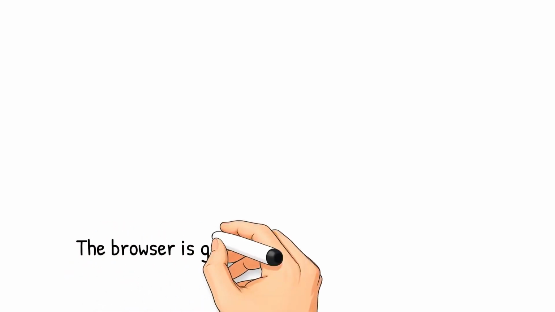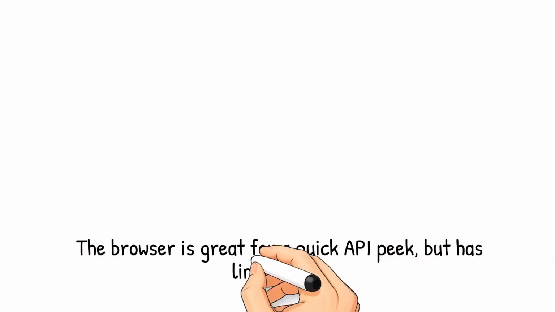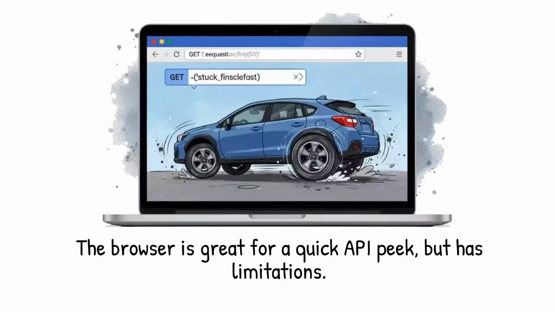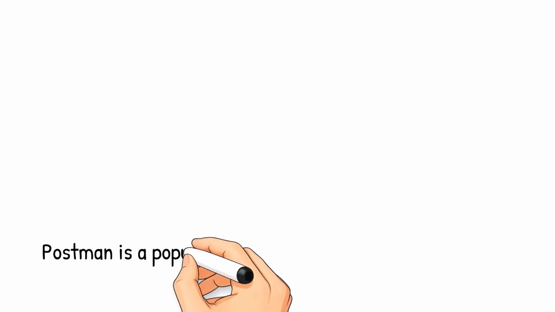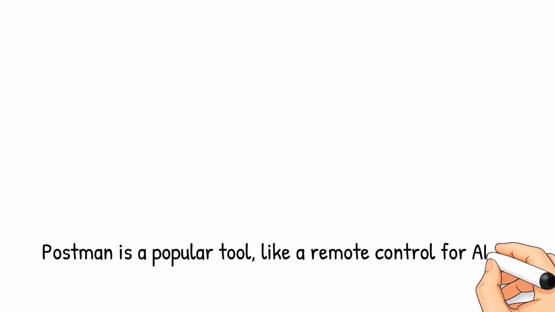So the browser is great for a quick peek, but it's like a car stuck in first gear. It can only do GET. To really work with APIs, you need a proper tool. And the one almost every developer uses is called Postman.